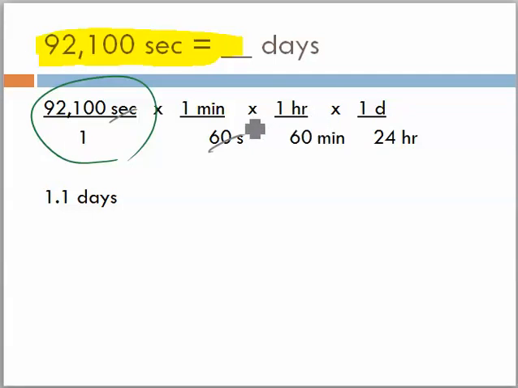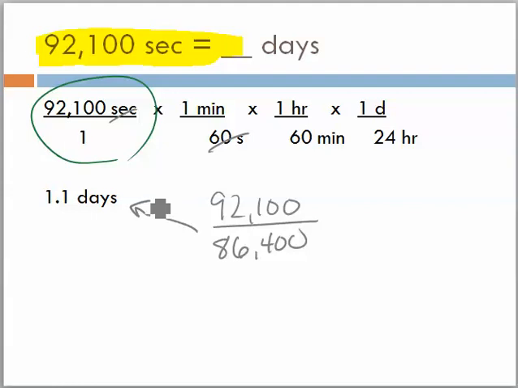The next conversion after minutes is hours. In 1 hour, there's 60 minutes. And then there are 24 hours in 1 day. When you multiply this across, you're going to get 92,100 divided by 86,400. Well, when you divide those, you get the 1.1 days.